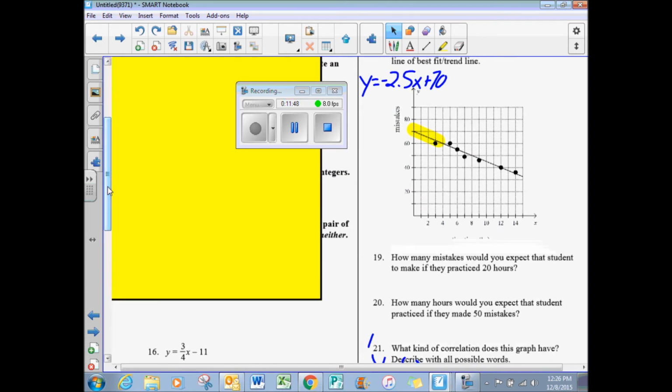All right, so how many mistakes would you expect the student to make if they practice 20 hours? Well, can't I just plug this 20 in there and get y equals negative 2.5 times 20 plus 70? And what do I get? 20. So I get 20 mistakes for 20 hours.